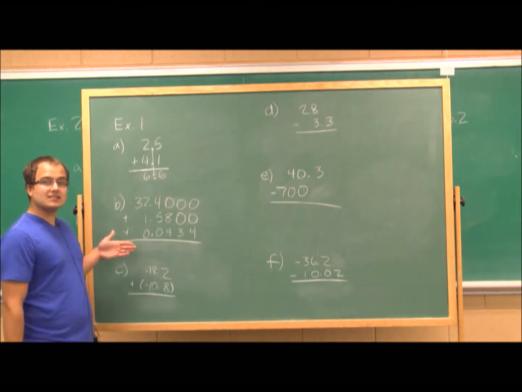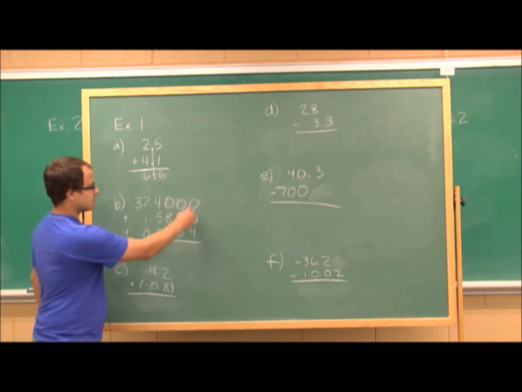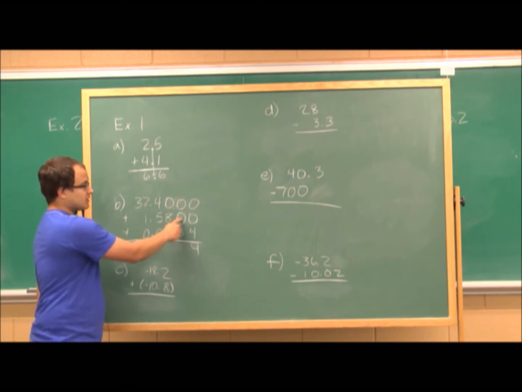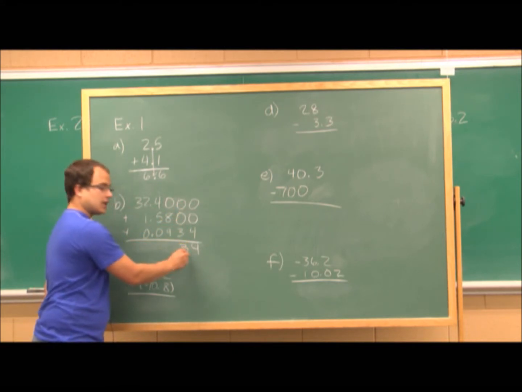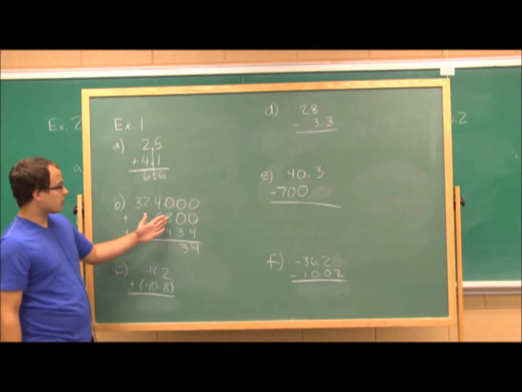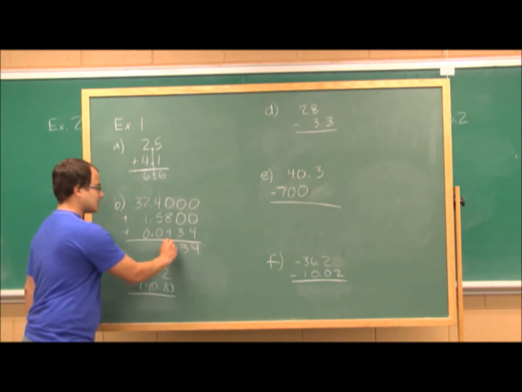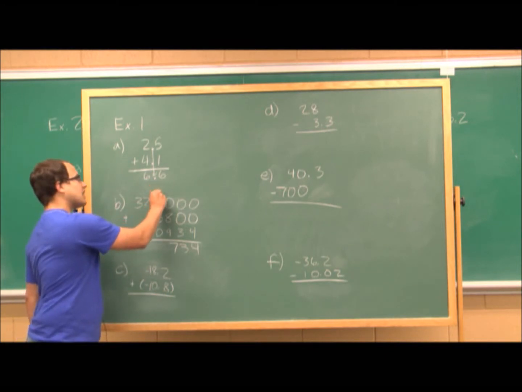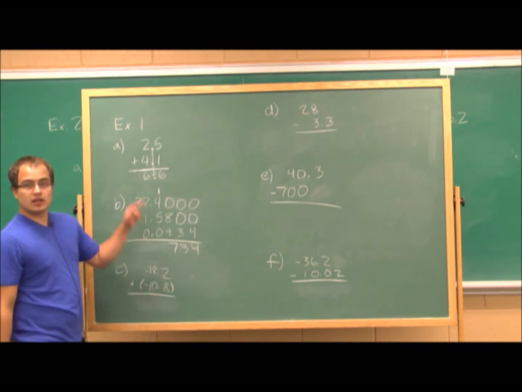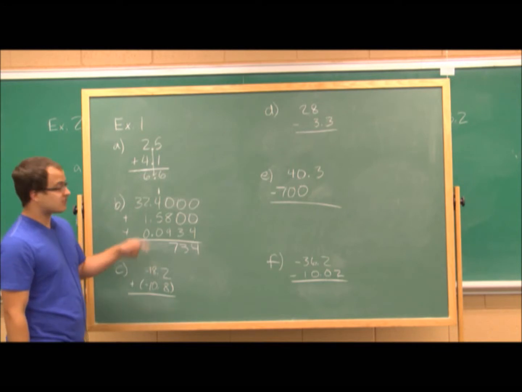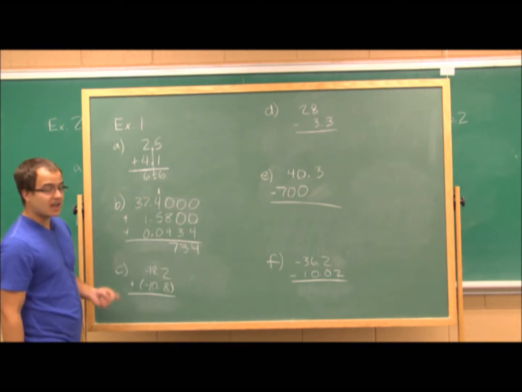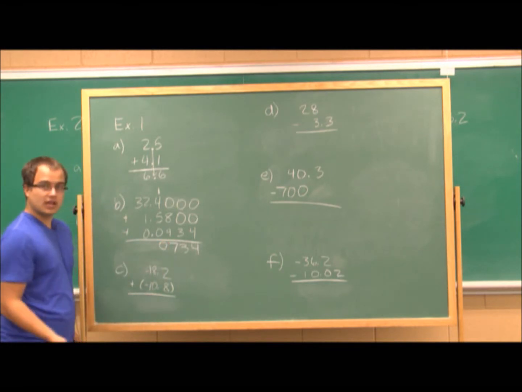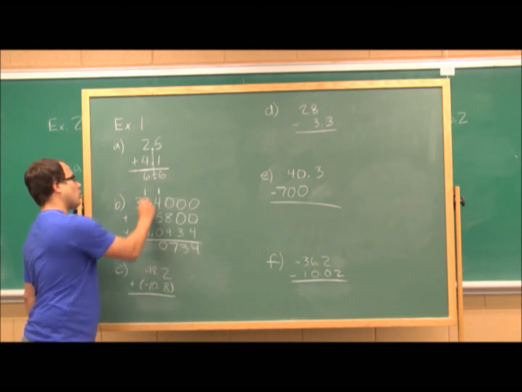Now that they're all positive, you just add them. 0 plus 0 plus 4 is 4. 0 plus 0 plus 3 is 3. Then 0 plus 8 plus 9. 8 plus 9 is 17. So write down the 7. And don't forget to carry your 1. And you have to add it in with the next place value. So 1 plus 4 is 5. Plus 5 is 10. Plus 0 is 10. So write down the 0, carry the 1.